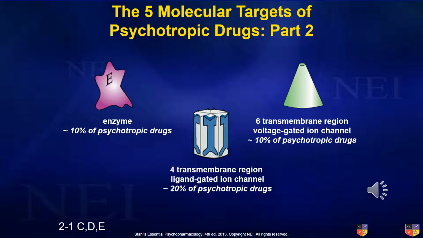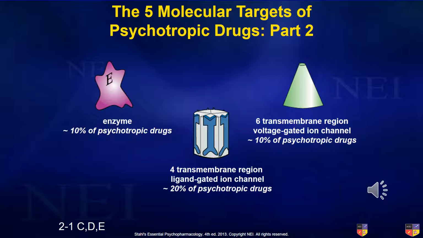Now, another way, the third of our 5 molecular targets, are enzymes, and these break down the neurotransmitter. So we have enzymes that break down acetylcholine, like acetylcholinesterase. Then we have 4 transmembrane region ligand-gated ion channels for about 20% of our medications. That little tom-tom drum there in the center of the slide, that is a GABA type receptor. It is also a glutamate type receptor. So both glutamate and GABA are 4 transmembrane region.